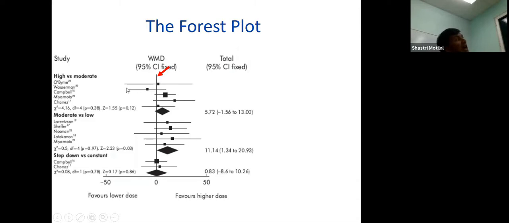And this horizontal line, you could see crossing this vertical line. So that means the confidence interval in this study included the value 0. You could just glance at this and say, well, this study found no difference. Actually, all the studies in this meta-analysis found no difference because the horizontal line is crossing this vertical line of 0. And if the horizontal line crosses the vertical line of 0, it means it includes the value 0 in the confidence limit. So none of these studies found a significant difference.